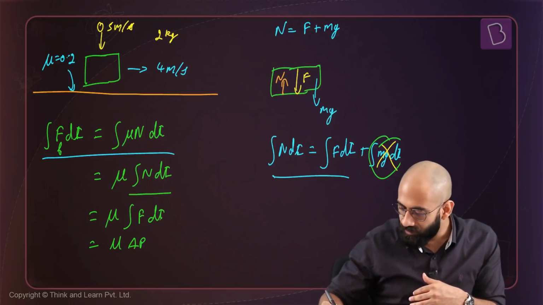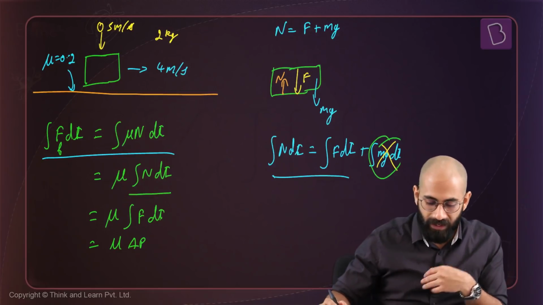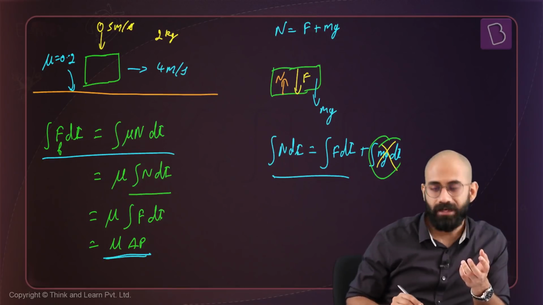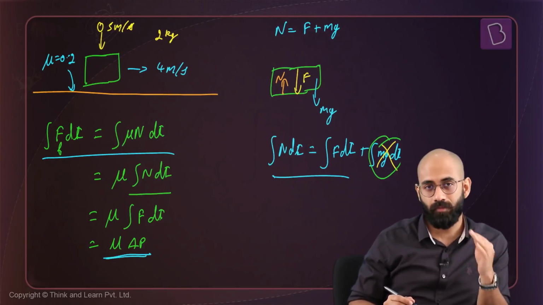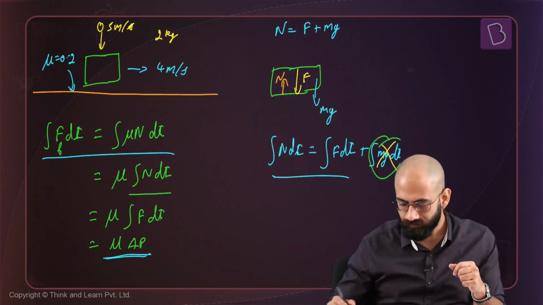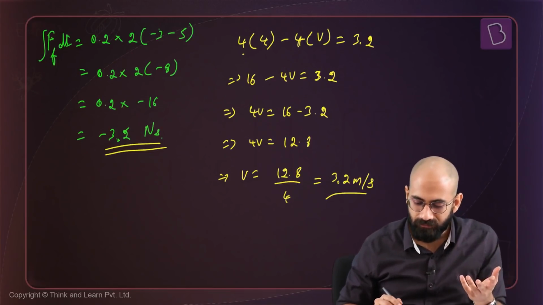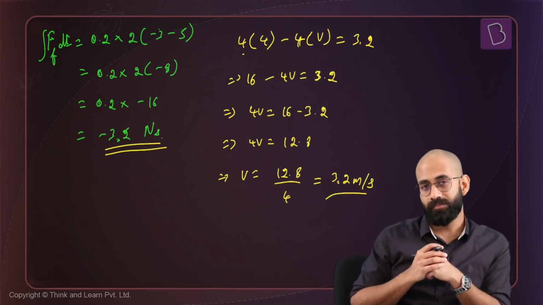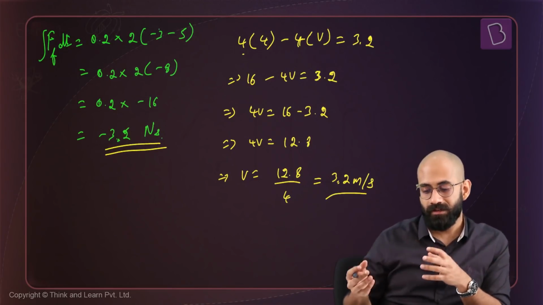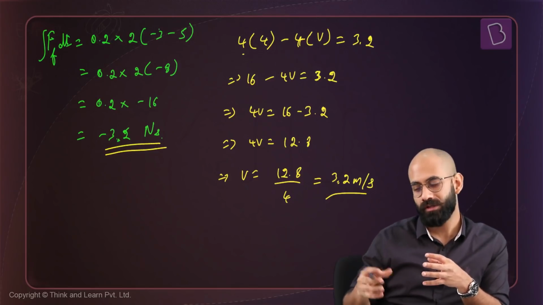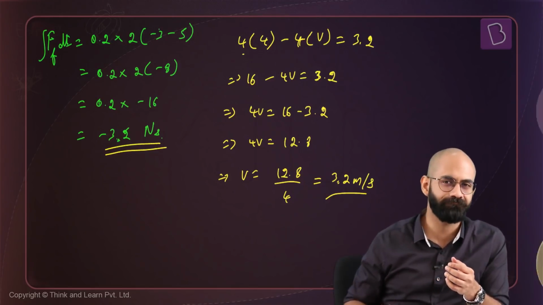So we finally found that the impulse produced by the frictional force should be equal to mu into delta p, where delta p is the change in momentum of that ball. And then from there, we calculated this impulse produced by friction. Then we found that this should be the change in momentum of this block. That's how we calculate the final speed.